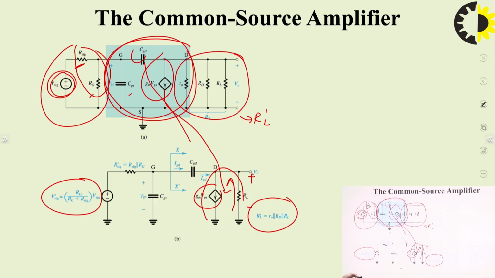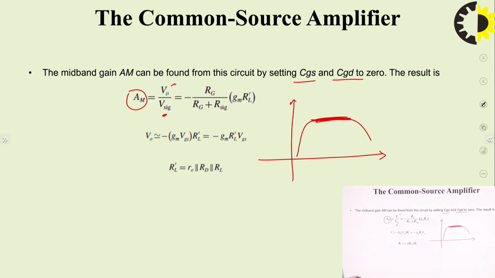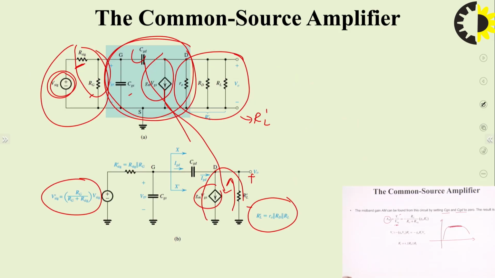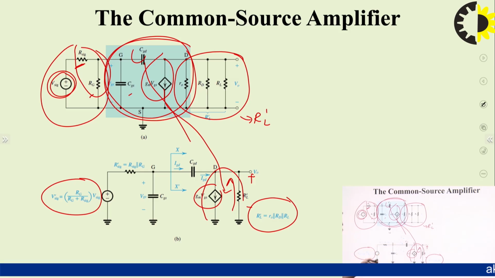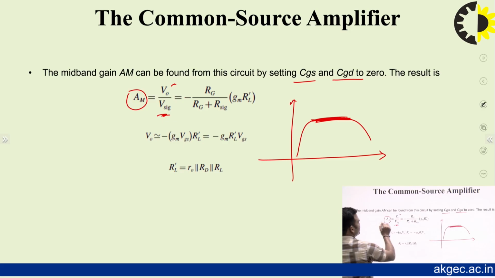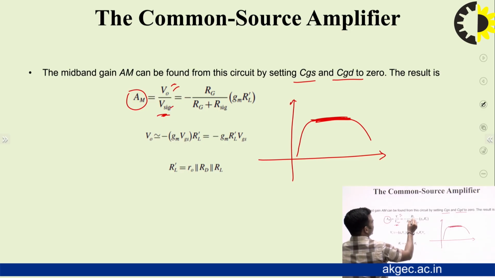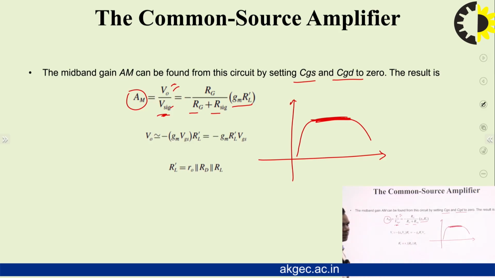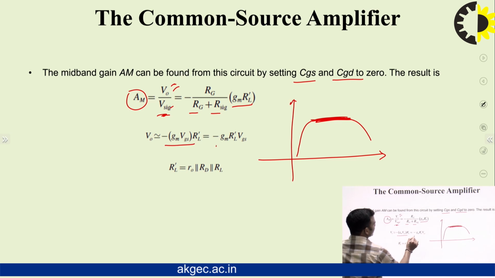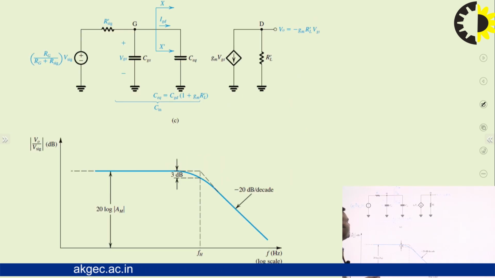And the signal voltage we have already found from this. So now we can find the ratio of these two, and it will be equal to minus Rg upon Rg plus R signal multiplied by GM RL dash. V naught I have already explained, and RL dash is the parallel combination of these three.